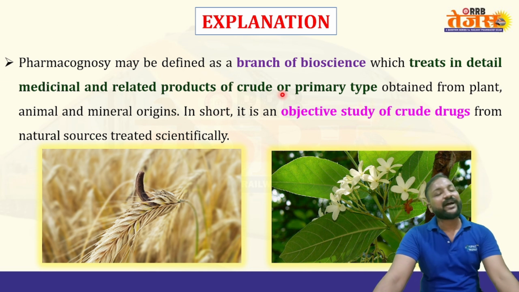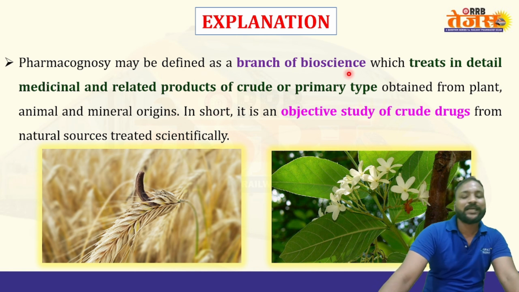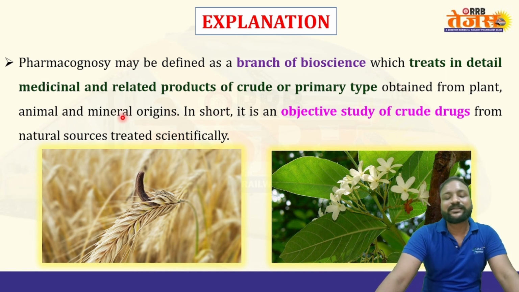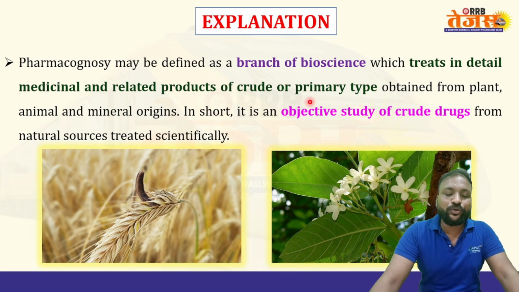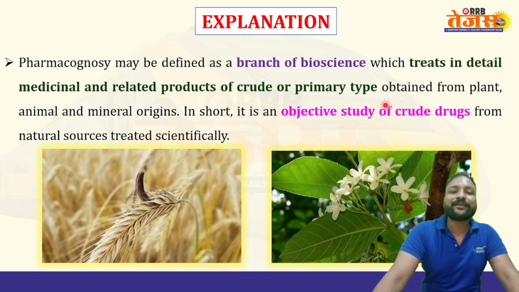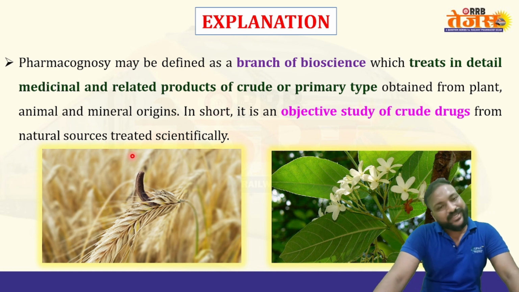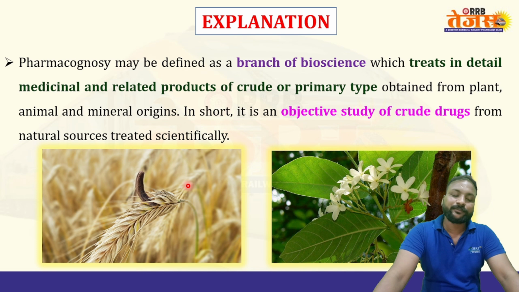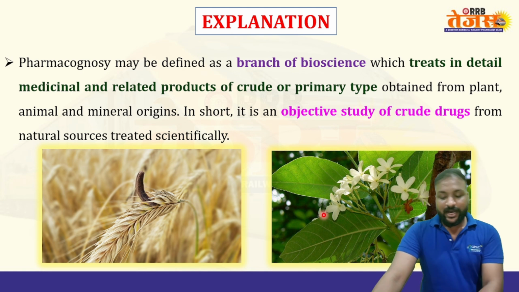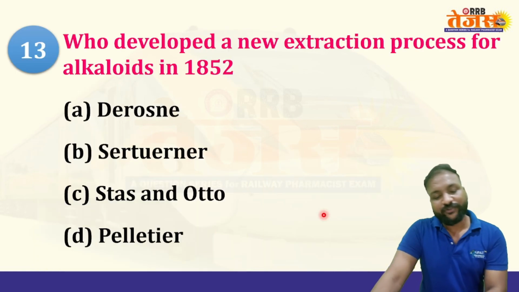Pharmacognosy may be defined as a branch of bioscience which treats in detail the medicinal and related products of crude or primary type obtained from plants, animals, minerals, and different sources. In short, it is an objective study of crude drugs from natural sources treated scientifically. Clear? Okay. Let's go for the next question.